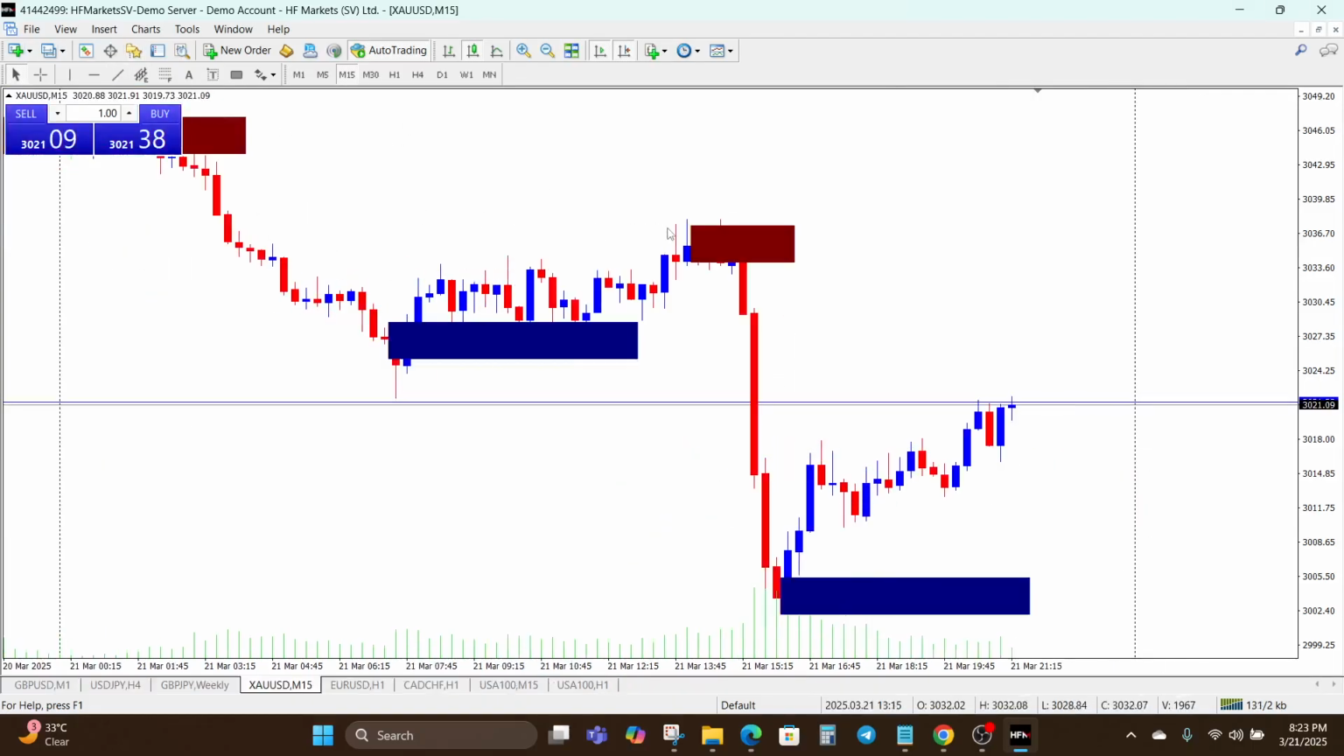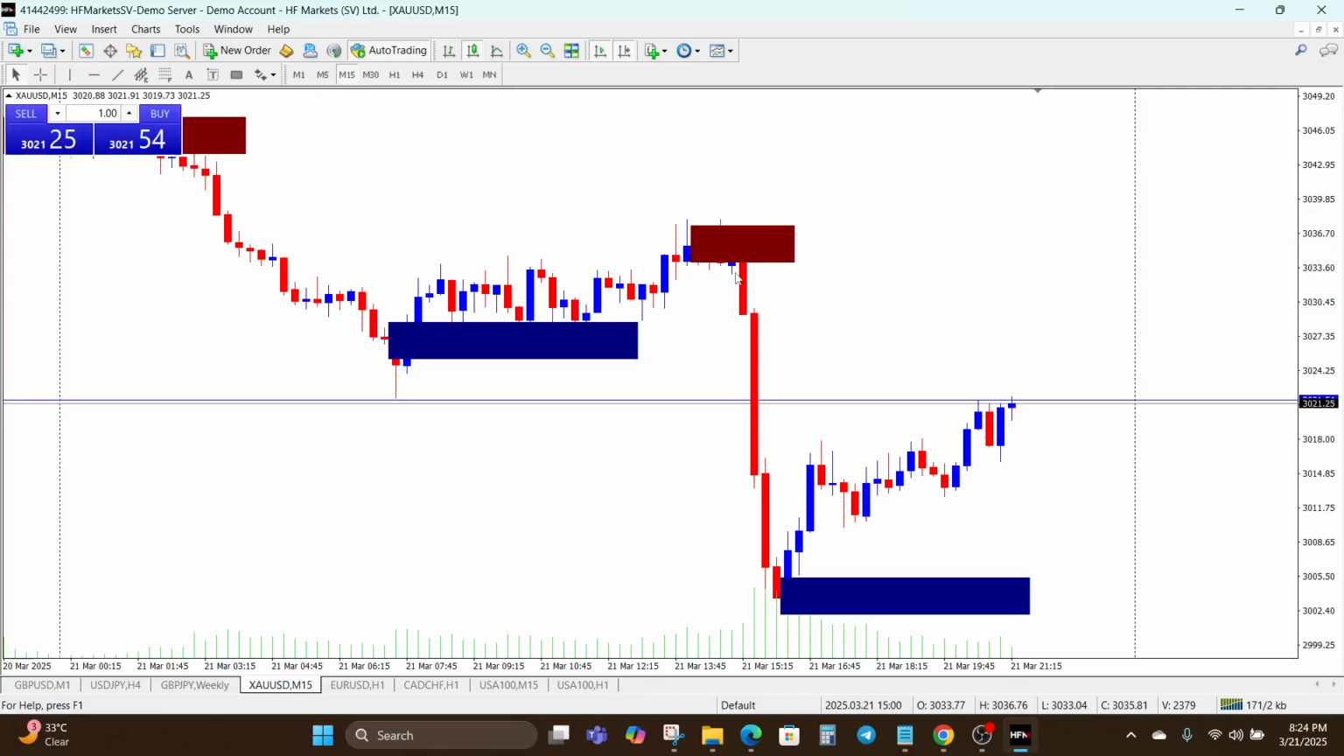Now, the order block locator indicator is designed to identify key areas where price is likely to reverse or continue trending. So what exactly is an order block? An order block is the last bearish candle before an uptrend, or the last bullish candle before a downtrend. These levels often act as strong support and resistance zones where institutions and smart money place large orders.